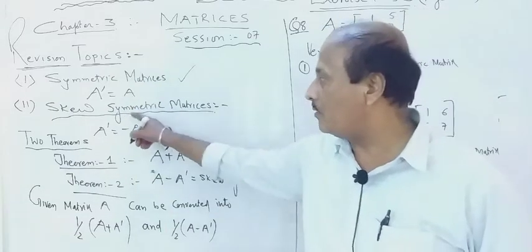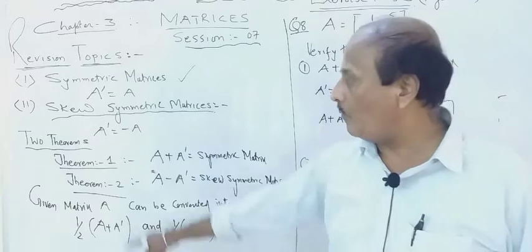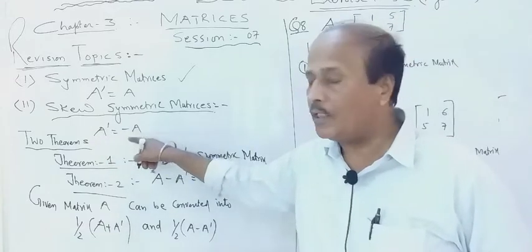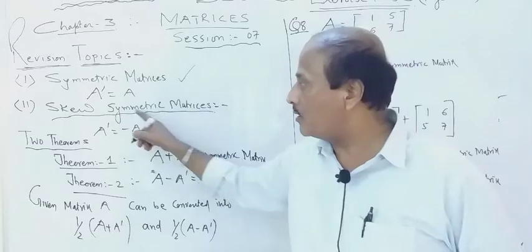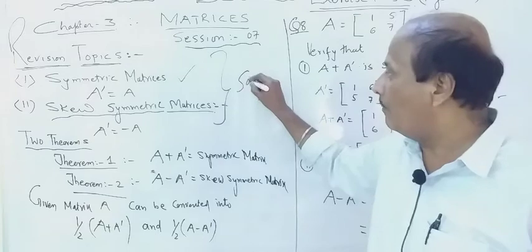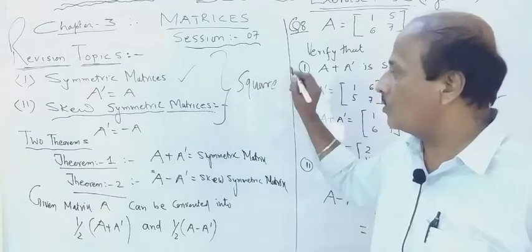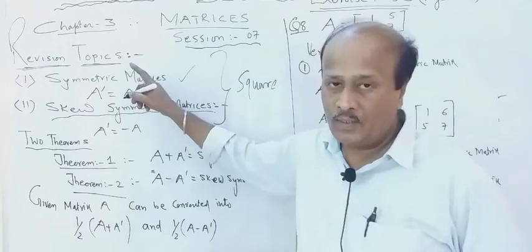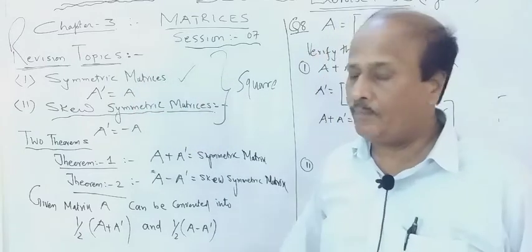Another one is the skew symmetric matrices. When you are finding the transpose of any matrix and it is equal to the negative of that matrix, then it is called a skew symmetric matrix. The important condition is that the matrix we are dealing with should be a square matrix. So these are the two topics which we already completed in a previous session.